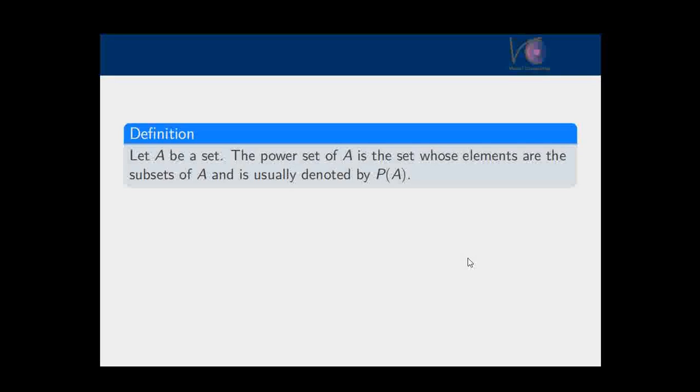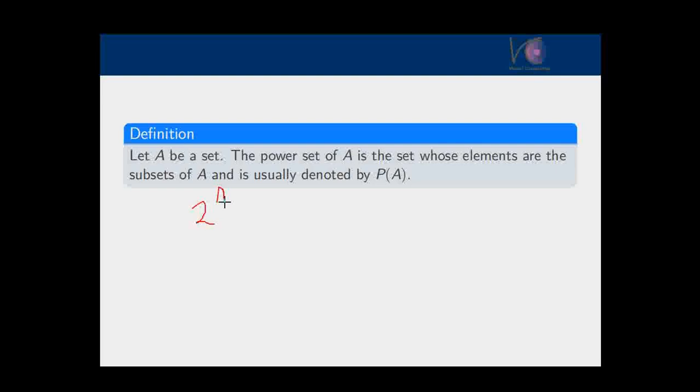The power set. What is a power set? Remember, what we started with was denoting. In the previous session, we showed how we can find the number of subsets in a particular set. If we say that A is a set, to determine the number of subsets in set A, we raise 2 to the power n, where n is the number of elements.